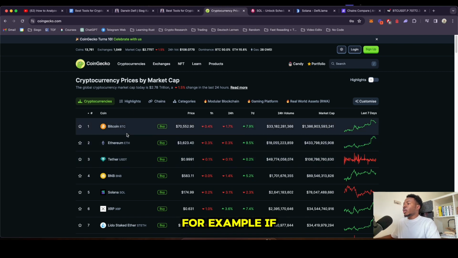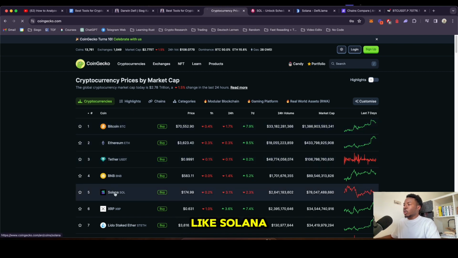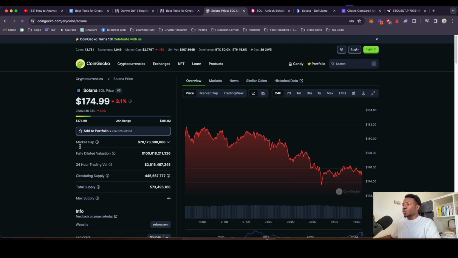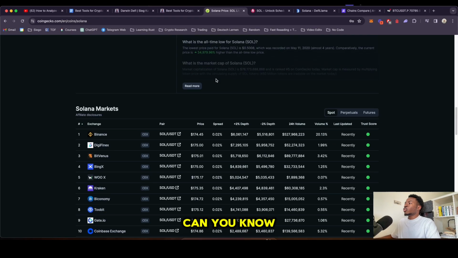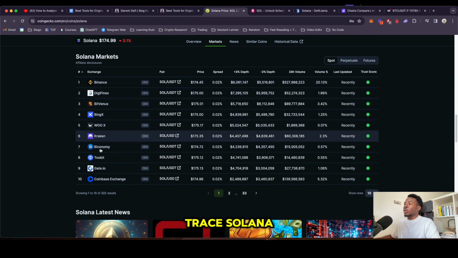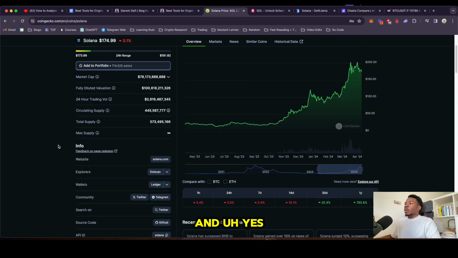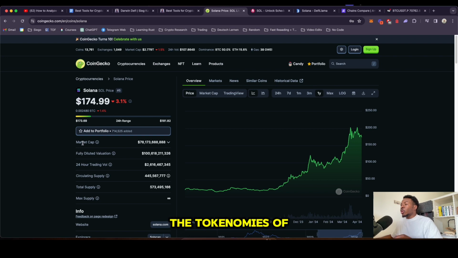For example, if we click on a coin like Solana, which I'm going to be exploring today, you can see a lot of data about Solana. You can see it's giving us an overview in the past day, week, month, and you can see the different markets where you can trade Solana. And so today we are going to try to analyze the tokenomics of Solana. So in order to understand the tokenomics of Solana, you can see that it has a market cap of about $78 billion. It has a fully diluted valuation of about 100 billion.